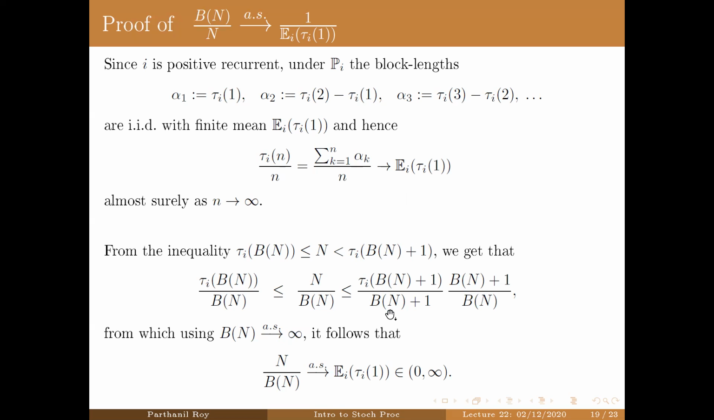So because Bn converges to infinity, obviously tau Bn over Bn will also converge to this expectation. Similarly, this quantity will also converge to this expectation, and this will converge to 1 because Bn is converging to infinity. So therefore, again by sandwiching, we get that n over Bn converges to the expected length of an excursion. Therefore, Bn over n, of course, will converge to 1 over the expected excursion length. So that completes the proof of the strong law of large numbers for Markov chains.